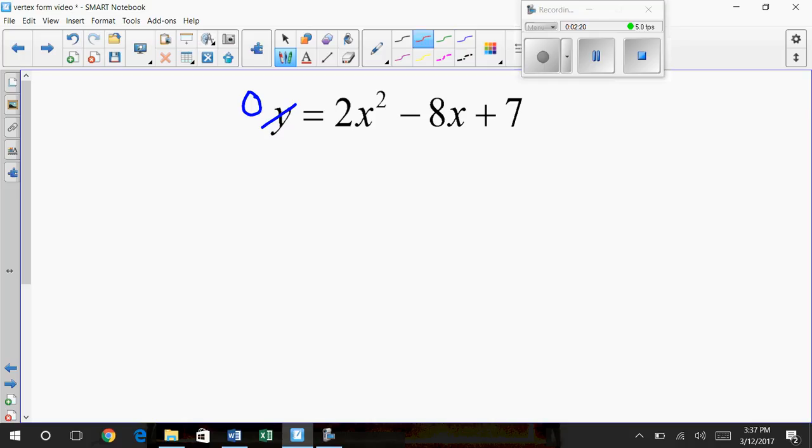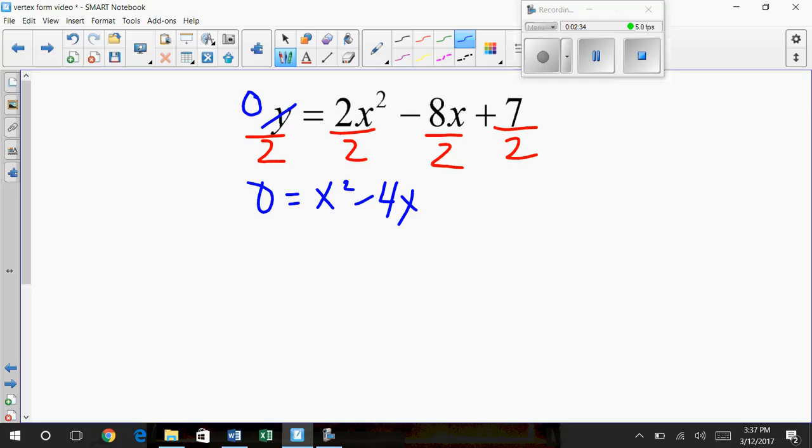So once I've changed that into a 0, I'm going to divide everybody by whatever the number is that's sitting in front of x squared, just like I normally would do when I complete the square. So now I have 0 equals x squared minus 4x plus 7 over 2. I know you might be tempted to write 3.5 here, but keep that as a fraction. You'll see at the end how that fraction will end up turning back into a whole number.